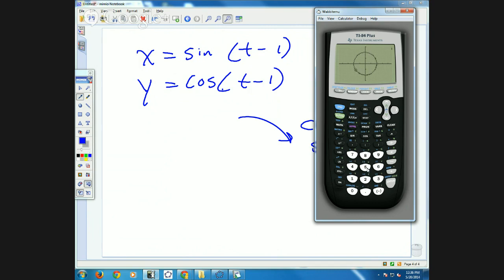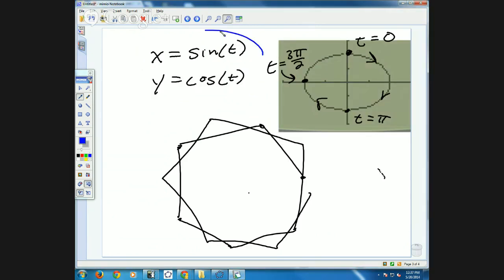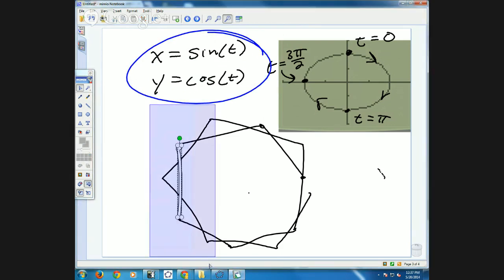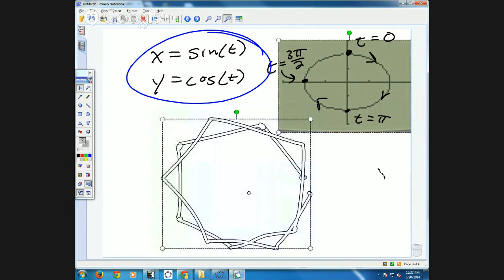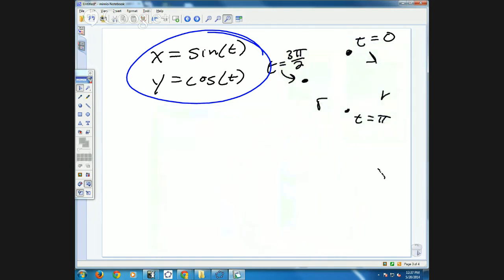So I just want to prove that this particular parameterization right there is indeed a circle. So let me get this out of the way. Okay, so here's how I'm going to prove it.